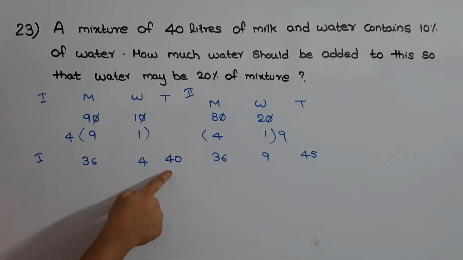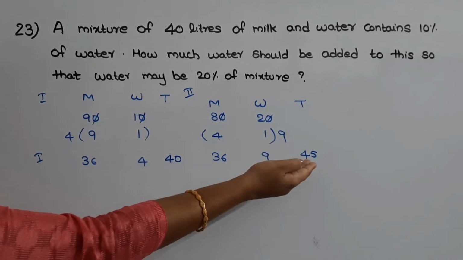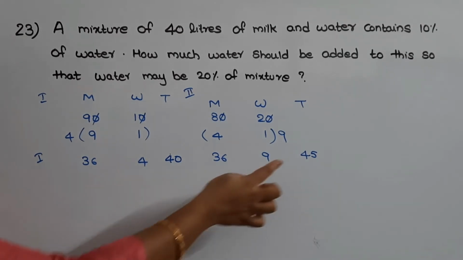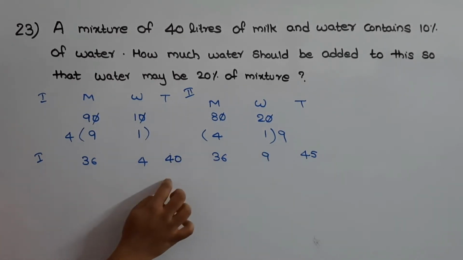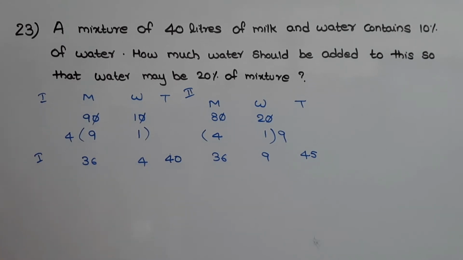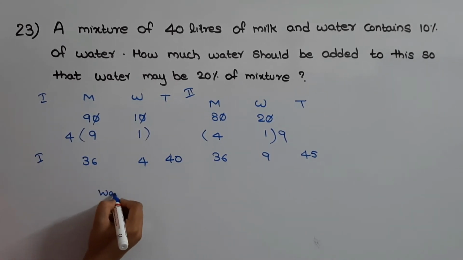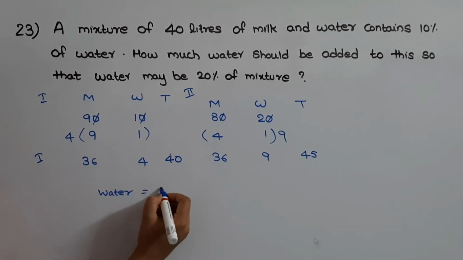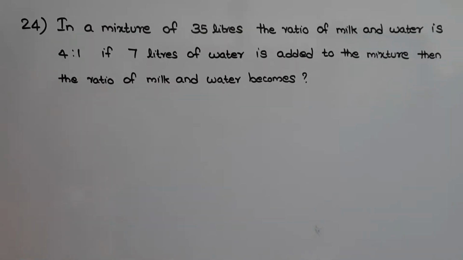Okay. So on adding water, in the second case, the quantity of the mixture has become 45, which means 5 liters of water is added in the second case. Okay. So the water added is equal to this 45 minus 40, that is 5 liters. Okay. So this is the answer.